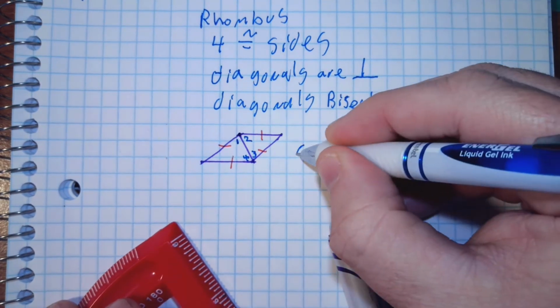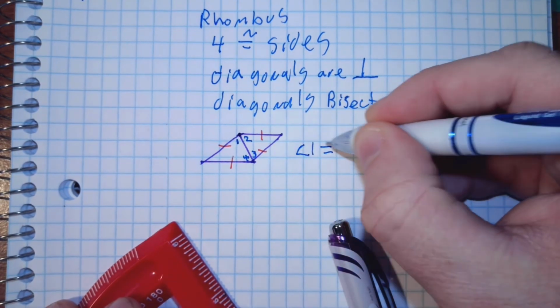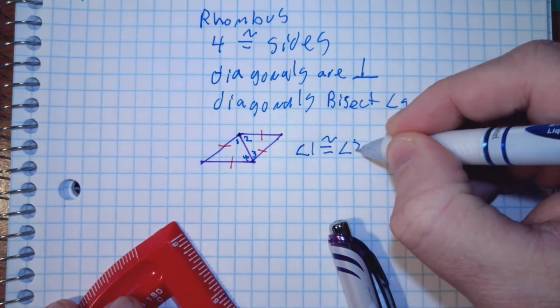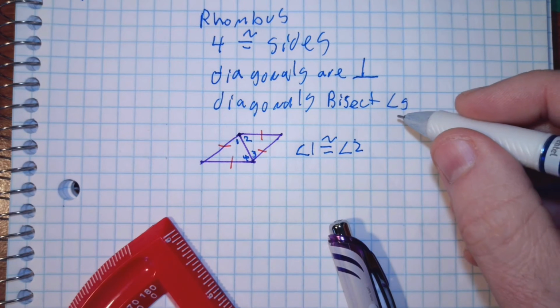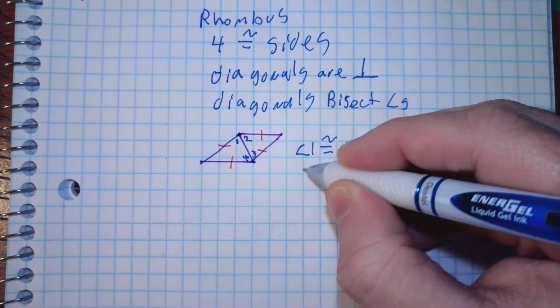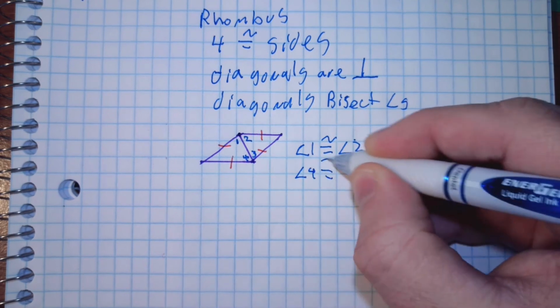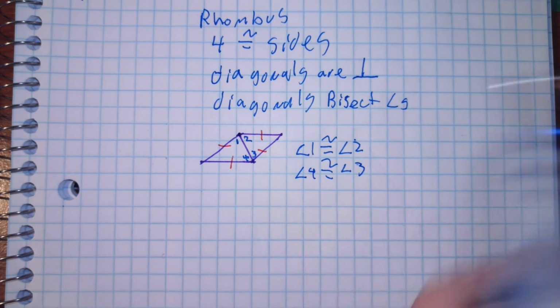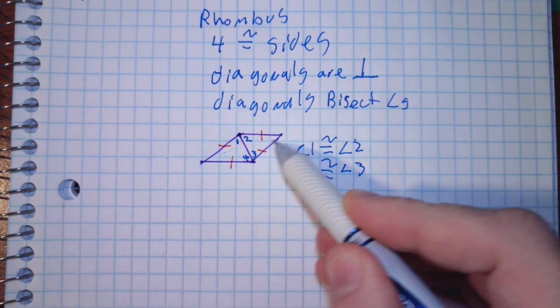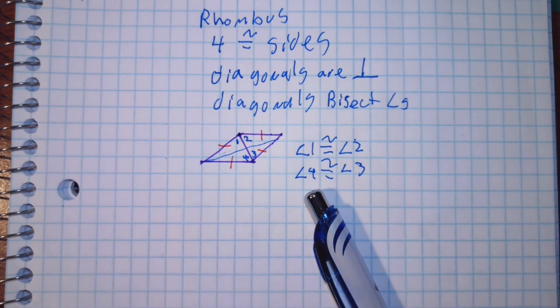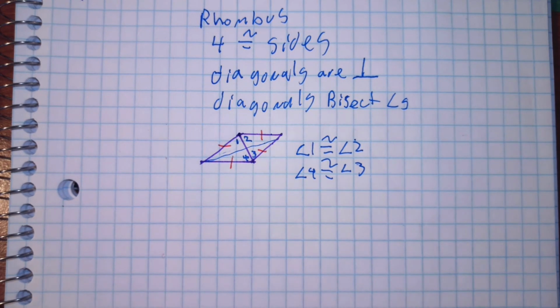Angle 1 is going to be congruent to angle 2, because that diagonal has bisected. And it's going to end up being where basically all these angles are congruent. But angle 4 is congruent to angle 3. And the same thing would happen for these angles if I did a bisector here. Those would be equal. Okay, so that's rhombus. Let's move on to the next one, which is rectangle.